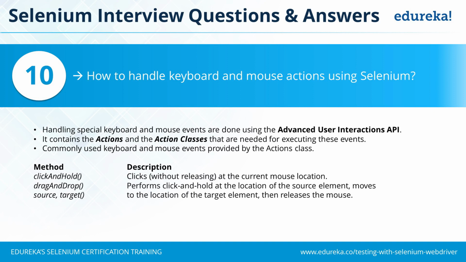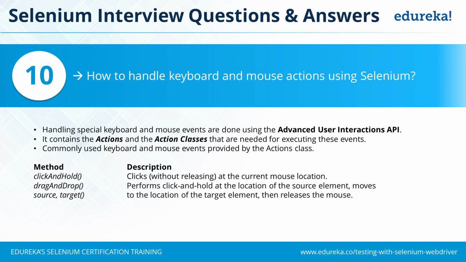The Actions class provides a solution for performing all such operations which are very specific to user action imitation. So what does the Actions class provide? Handling special keyboard and mouse events is done using the Advanced User Interactions API. It contains the Actions and the Action classes. There are basically two classes, one called Actions and one called Action, that are needed for executing these events. Basically, all the complex things you can just hand over to the Actions class.